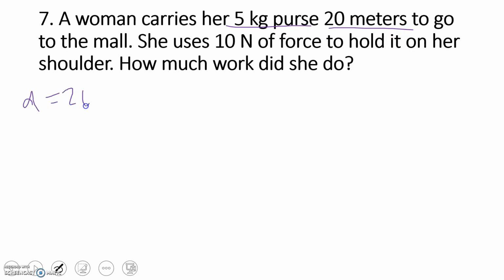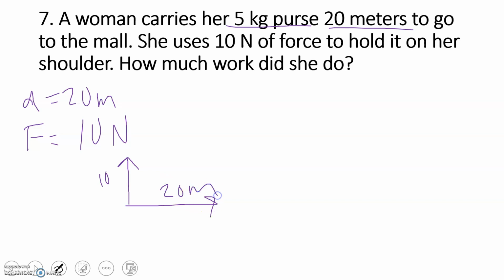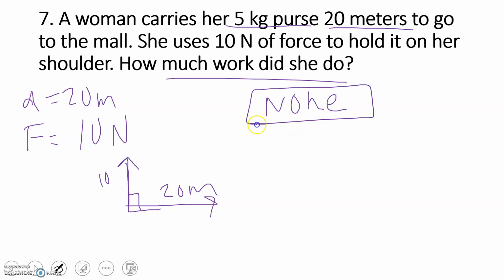Number 7, a woman carries her 5-kilogram purse 20 meters to go to the mall. That's a distance of 20 meters. She uses 10 newtons of force to hold it on her shoulder. How much work did she do? Keep in mind, she's holding it up on her shoulder with 10 newtons of force, and she's traveling 20 meters. So this is that perpendicular relationship. How much work did she do? None, because technically her force and her distance were in two different directions. A perpendicular relationship means no work was done. No math had to be done because she didn't do any work.